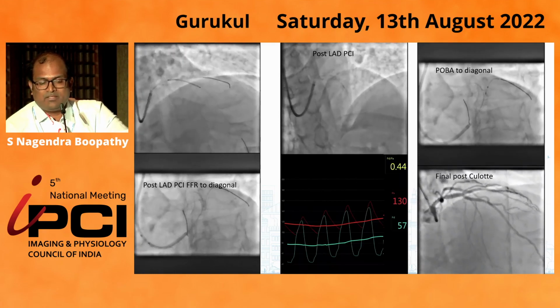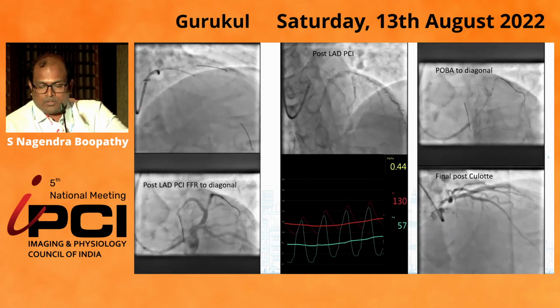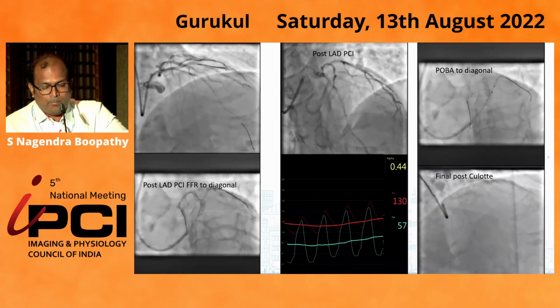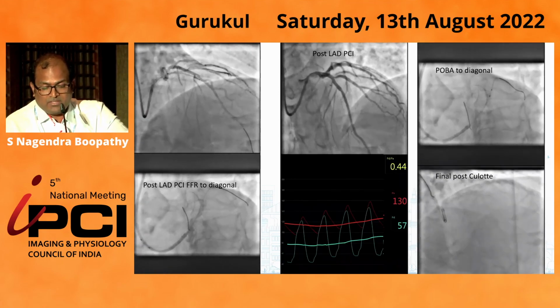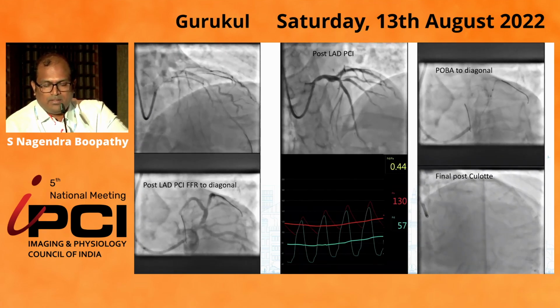0.44. Then we proceeded with the culotte technique in this particular patient. I didn't go through the steps of the culotte here. That was not the intention of this presentation. So after POBA, we redid an FFR, and found that it was still persistently significant. Then we proceeded with culotte.